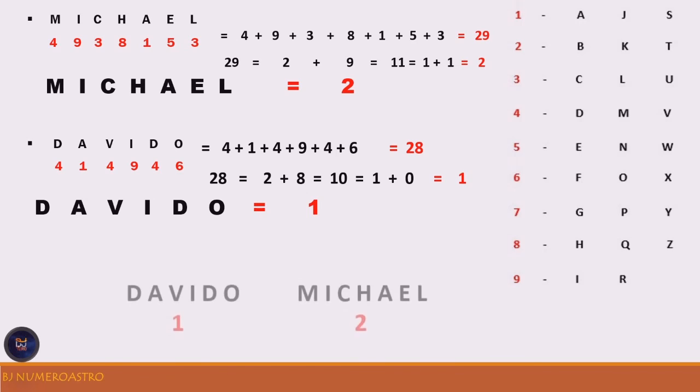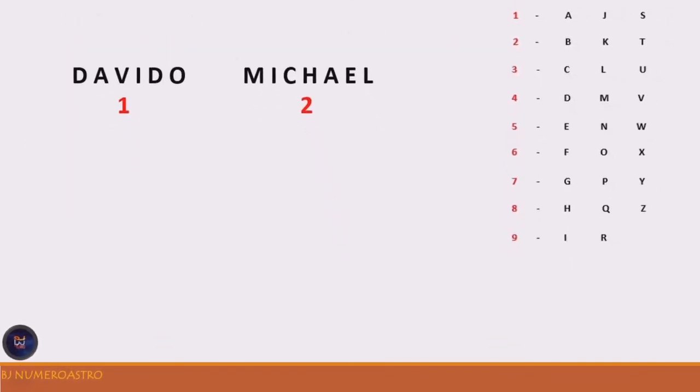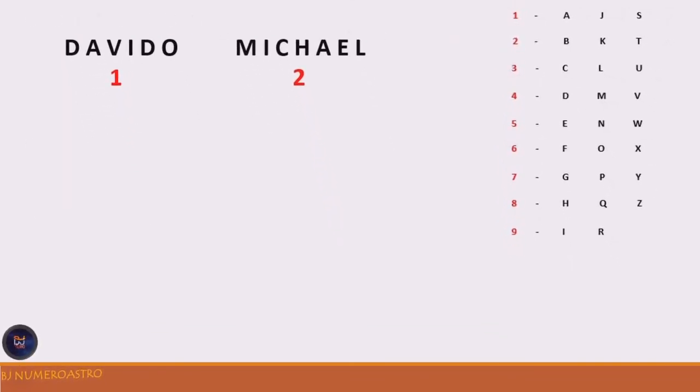So now someone bearing Davido Michael, for example. We've already calculated the value for someone bearing Davido, and that's 1. Michael, that's 2. So how about someone bearing Davido Michael? It's easy. It will just be the sum of the value for Davido and the value for Michael. So 1 plus 2, and that's 3. So Davido Michael is equal to 3.